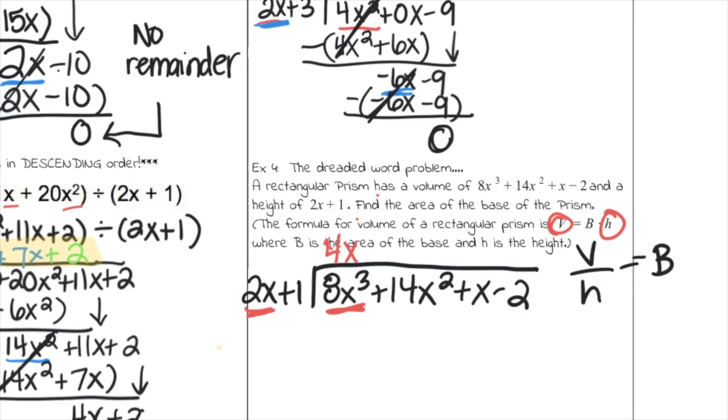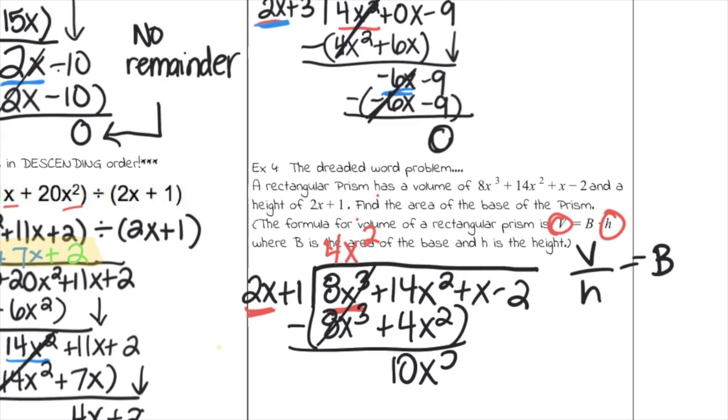So that's going to give me 4x squared. Okay, so then we're going to multiply that out. So that's going to give me 8x cubed, and that's going to give me plus 4x squared. We're going to subtract that. So 8x cubed minus 8x cubed is going to cancel. 14 minus 4, that's going to give me 10x squared. Bring down my plus x minus 2.